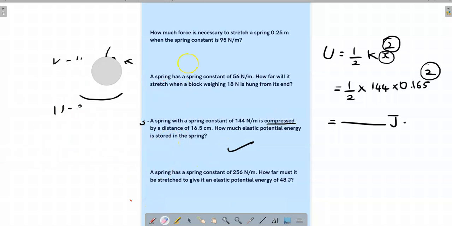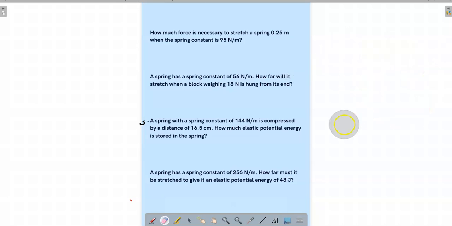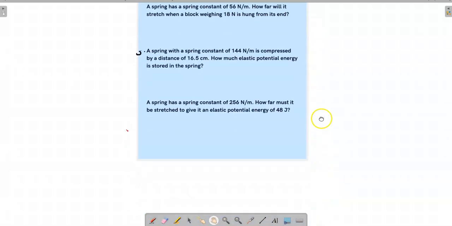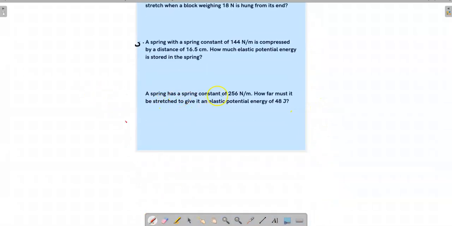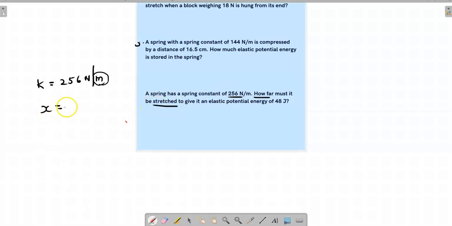And question number 4. A spring has a spring constant of 256 Newton per meter. Note the extension must be in meter. How far must it be stretched? So we have to find the stretch or compression X. We have to find X to give the elastic potential energy 48 joule. So write the elastic potential energy formula, half K X square.